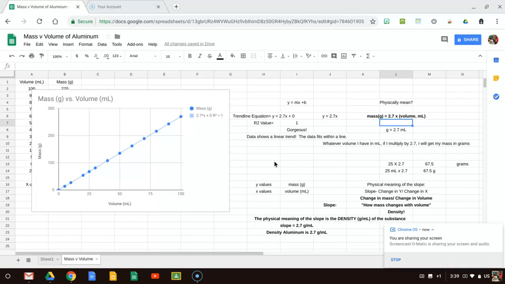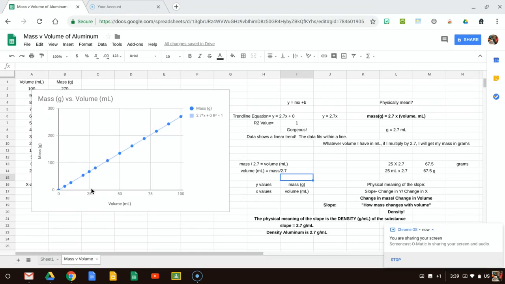What if I have a mass? How can I go from a mass to a volume? Well, if I rearrange this equation here, if I take my mass and I divide by 2.7, I should get my volume in milliliters, right? So this would be volume in milliliters equals my mass divided by 2.7. And let's check that.